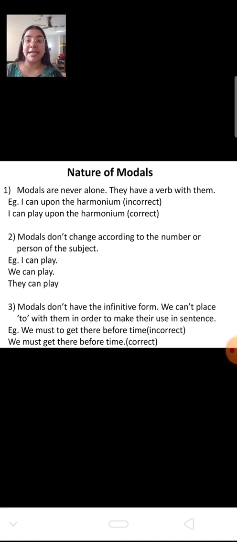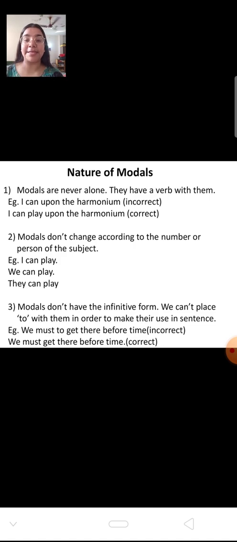Now what is the nature of the modals? The first nature of modals is that modals can never be used alone. Why? Because if there is no verb, then modals have no meaning of their own. I can play the harmonium.